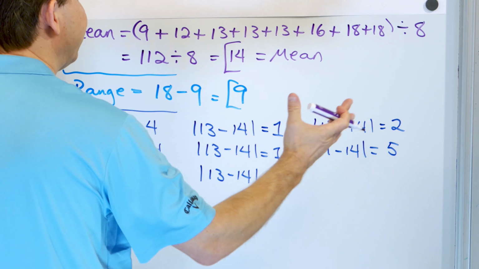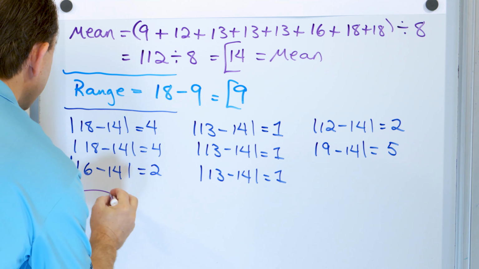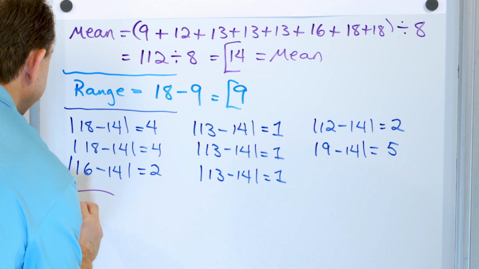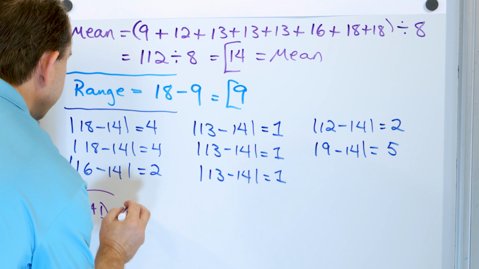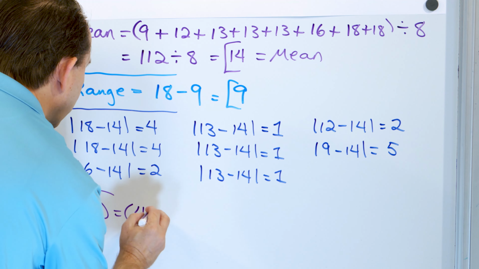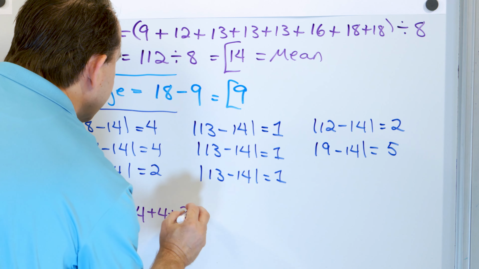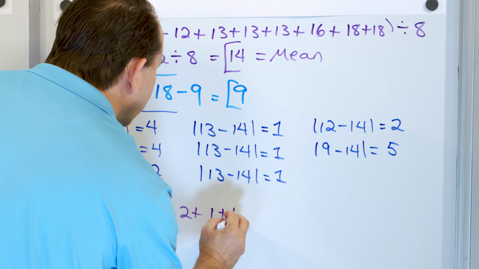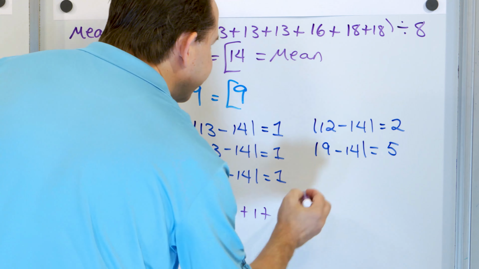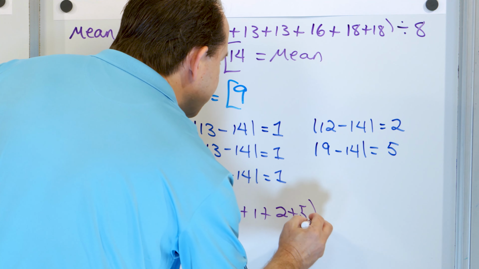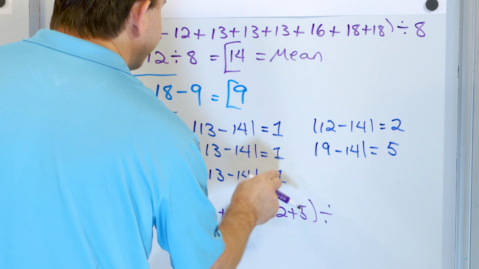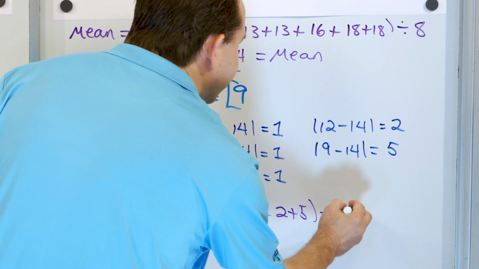So to figure out the average of how far away all these points are, we average them. So what we do is we say the MAD is going to be equal to 4 plus 4, plus 2, plus 1, 1, 1, 1, plus 1, plus 1, plus 2, plus 5. We add them all up. We divide by 1, 2, 3, 4, 5, 6, 7, 8 deviations that we have.